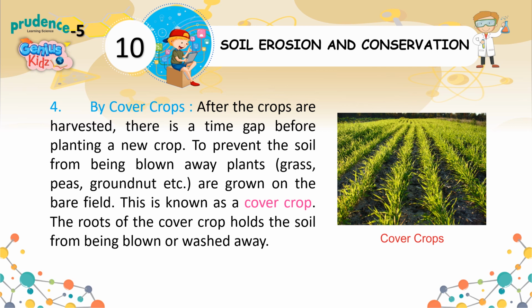4. By cover crops. After the crops are harvested, there is a time gap before planting a new crop. To prevent the soil from being blown away, plants, grass, peas, groundnut, etc. are grown on the bare field. This is known as a cover crop. The roots of the cover crop hold the soil from being blown or washed away.